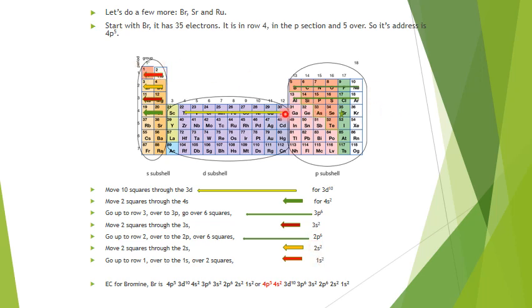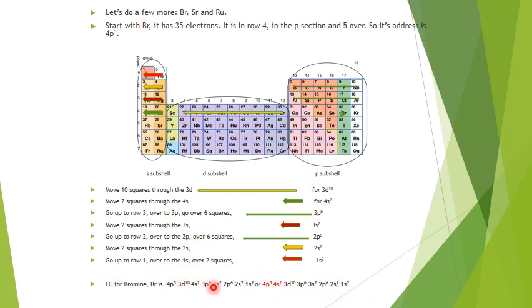So the key thing is to go through each row. Once you get through this row, you jump up to the next row, and the next row, and then finally this row. You're always starting from the right hand side, going right to left, coming back, right to left, coming back, right to left, going through each section. So what you have here is 4p5, then 3d10, then 4s2, then 3p6, 3s2, 2p6, 2s2, 1s2. And here's how you can write it down.